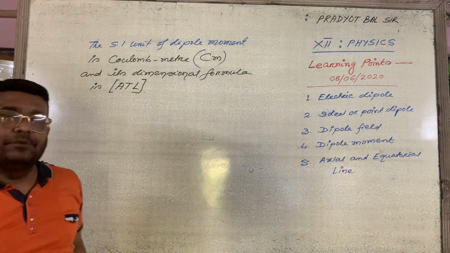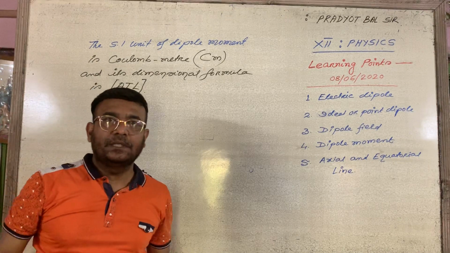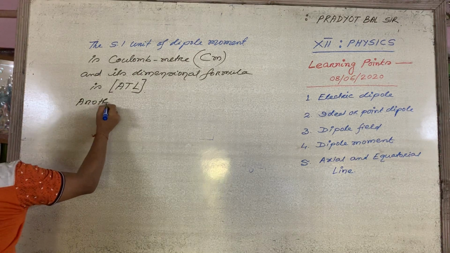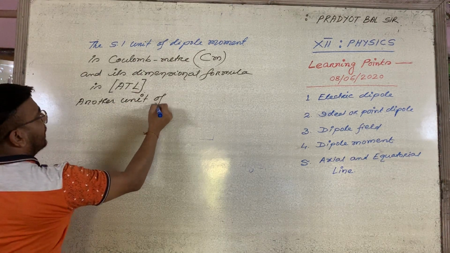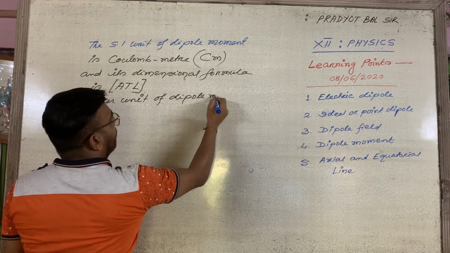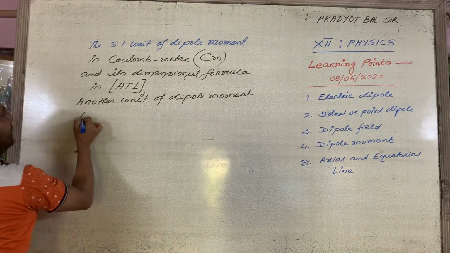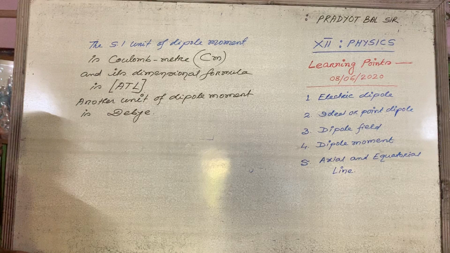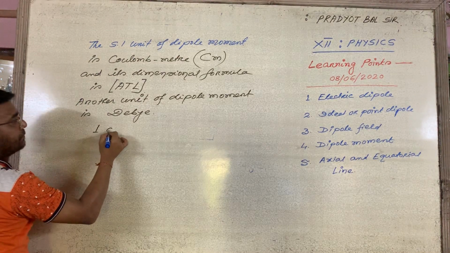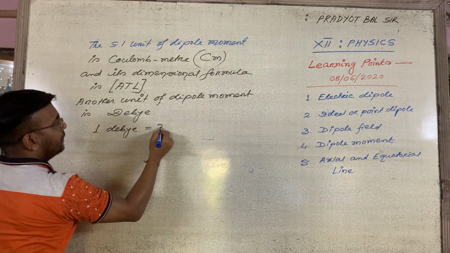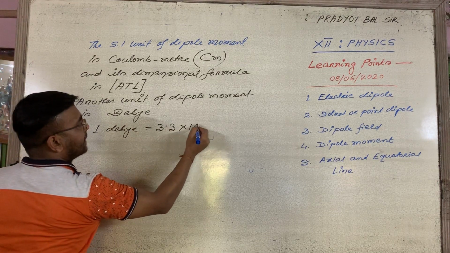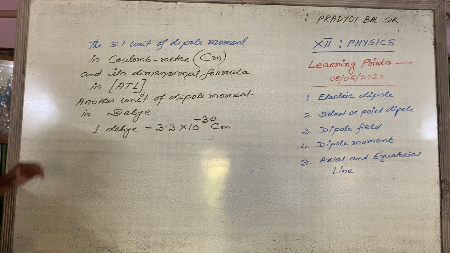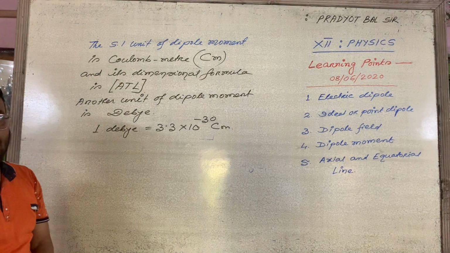Now sometimes when we are proceeding for more numericals, we find another unit of dipole moment. So another unit of dipole moment is debye. It is pronounced as debye. One debye is equal to 3.3 into 10 to the power minus 30 coulomb meter. So this is discussion about our dipole moment.